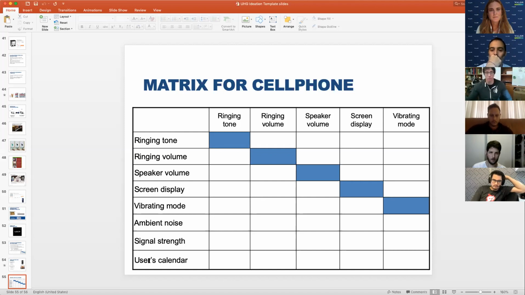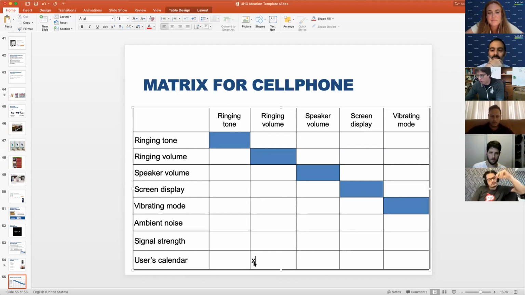So let me give you an example. How many of you have had a phone ring in the middle of a meeting? Everybody. So imagine users' calendar and ringing volume were related to each other. Innovation, okay? How many of you have been in a club where you've missed a call because you didn't hear it? Oh wow, ambient noise, vibrating mode.